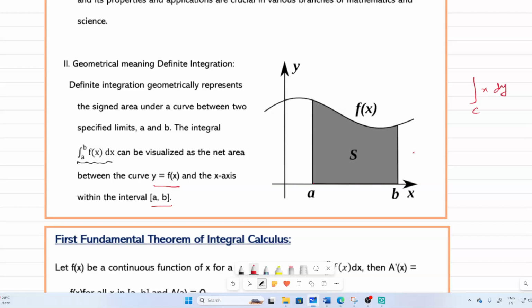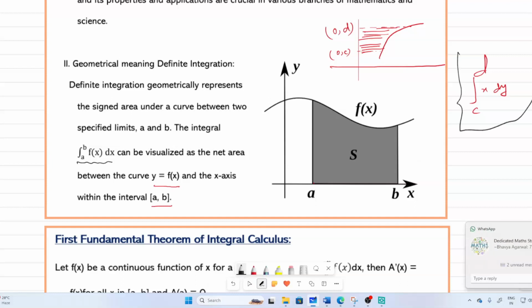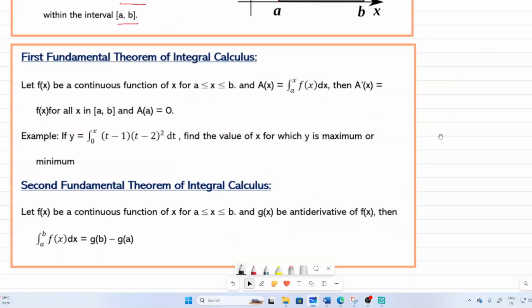If the curve is taken in this manner, these are 2 points on the y-axis, you need to find this area. Coordinate of this point is (0, c) and this point is (0, d). Then this area is represented by the value of this integral, c to d x dy. You have expressed x in terms of y, then use this. If you do it with the x-axis, it will be a to b f(x) dx. This geometrical meaning concept you must keep in your mind.